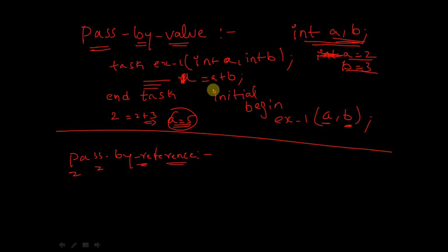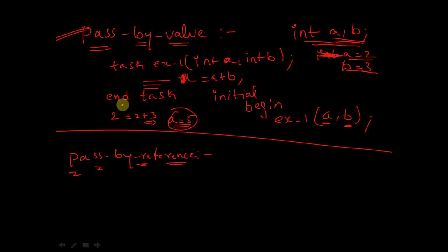inside my task. So these modifications will not be reflected outside my task. If I see that display statement, there will be no modifications reflected outside this task. So if any modifications are done to these global variables inside my task, those modifications will not be reflected outside my task in case of pass by value.